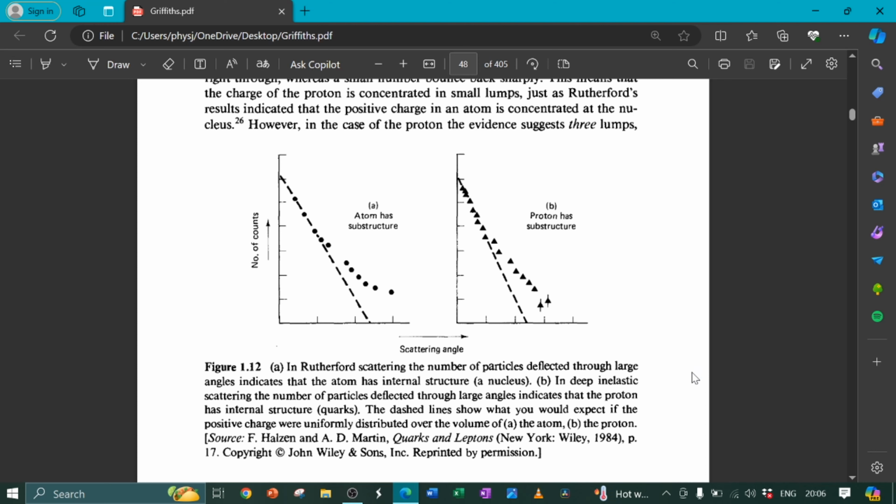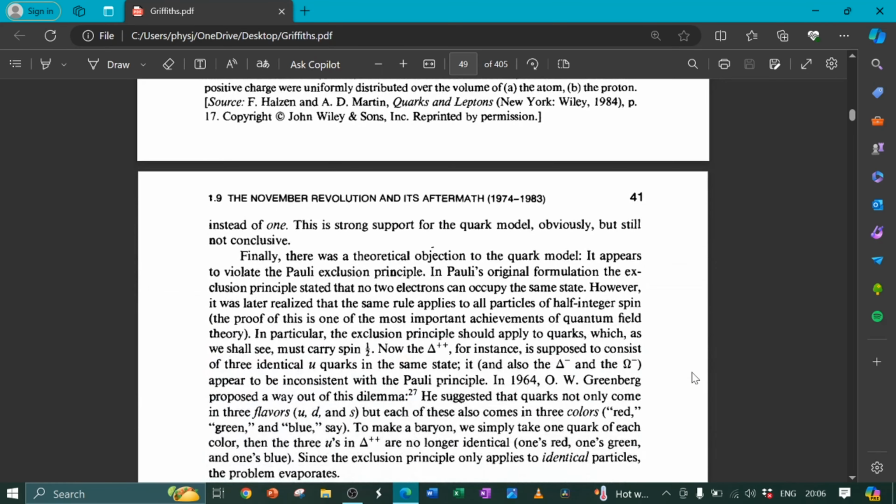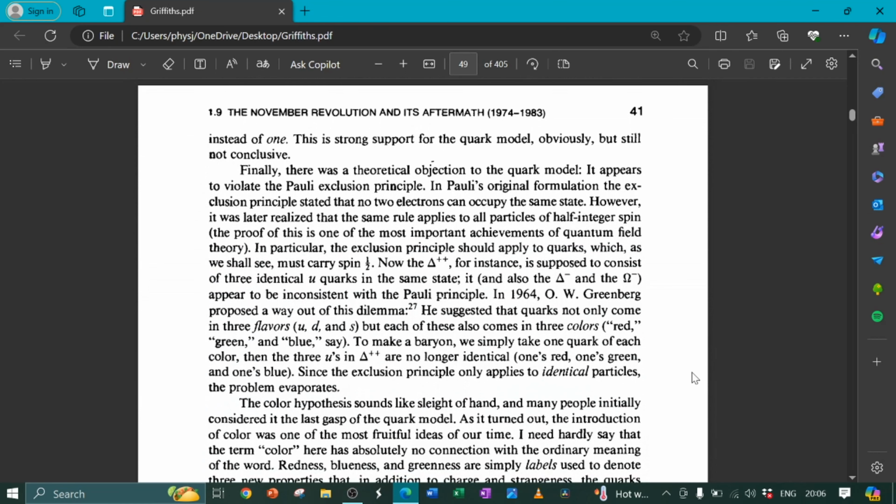However, in the case of the proton, the evidence suggests 3 lumps instead of 1. This is strong support for the quark model, obviously, but still not conclusive. Finally, there was a theoretical objection to the quark model. It appears to violate the Pauli exclusion principle.